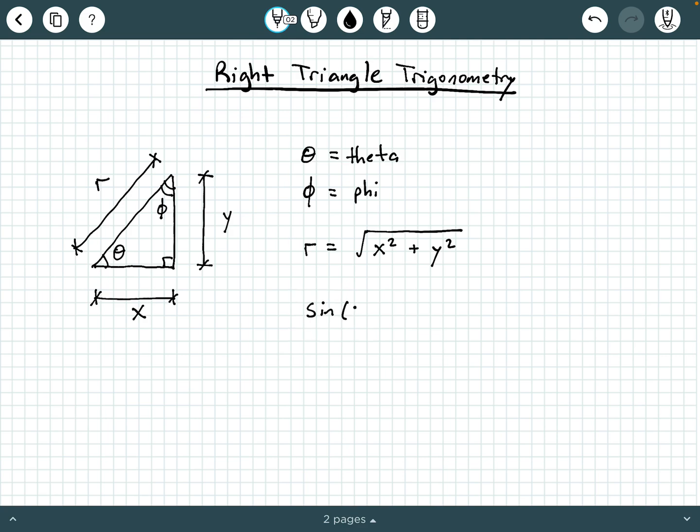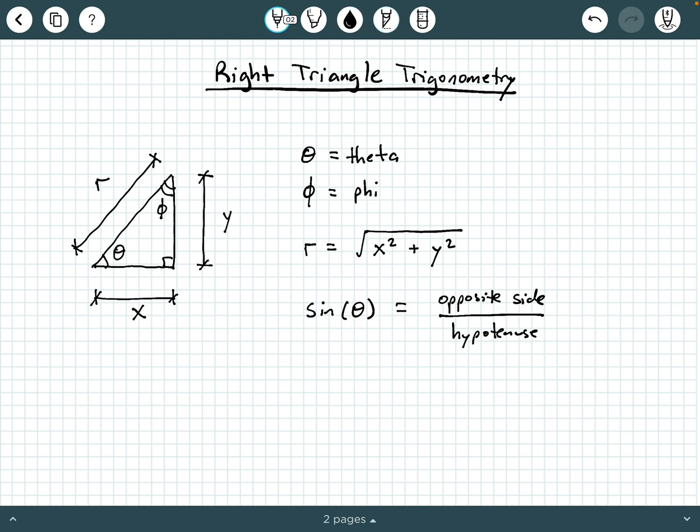We're going to say sine of angle theta is defined as the opposite side divided by the hypotenuse. Okay, so what do we mean by that? Whenever we have an angle theta that's part of a right triangle, the side that is opposite of where this angle is located is what we call the opposite side. That's going to be this vertical side here that has a length of y. And then of course the hypotenuse is this diagonal length right here that we're calling r.